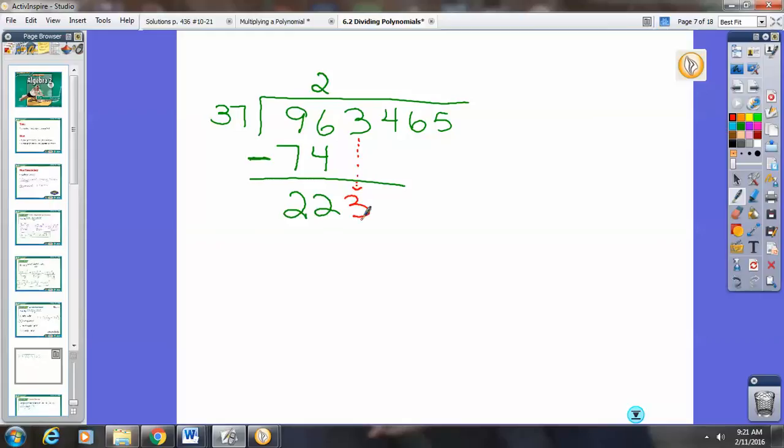So how many times does 37 go into 223? 6. Very good. 6 times. So I'm going to write 6 above the next digit, right above the next digit. Now we multiply. 6 times 37 is? 222. And we'll subtract. 223 minus 222 is 1. Now we'll bring down the next digit.